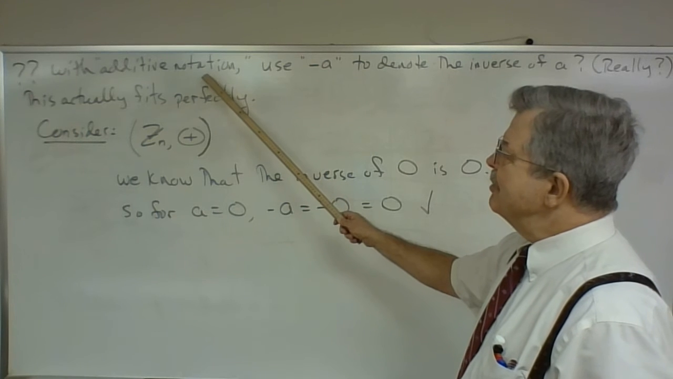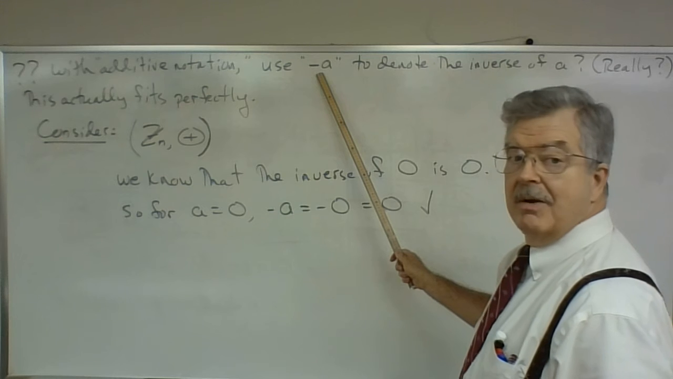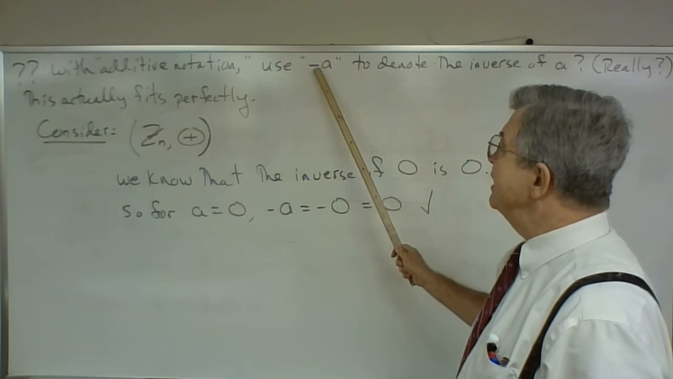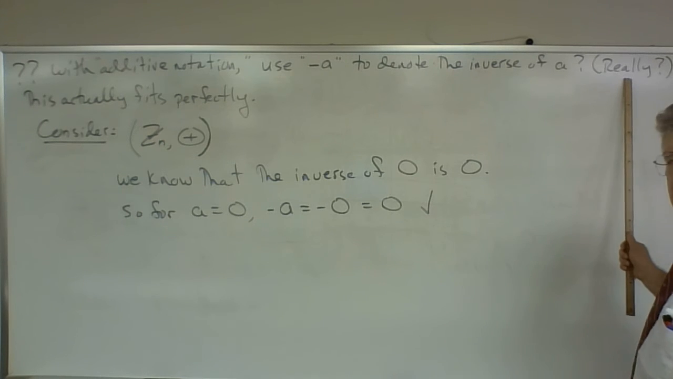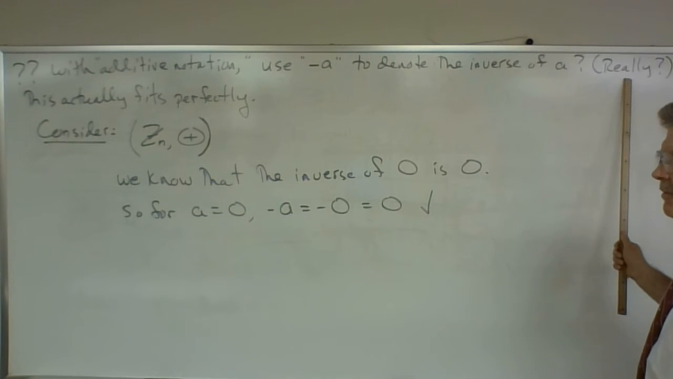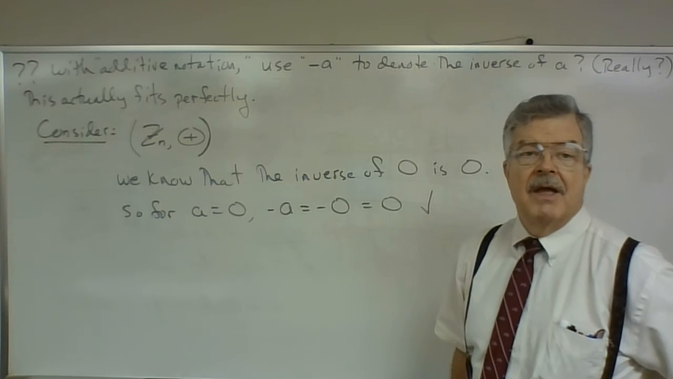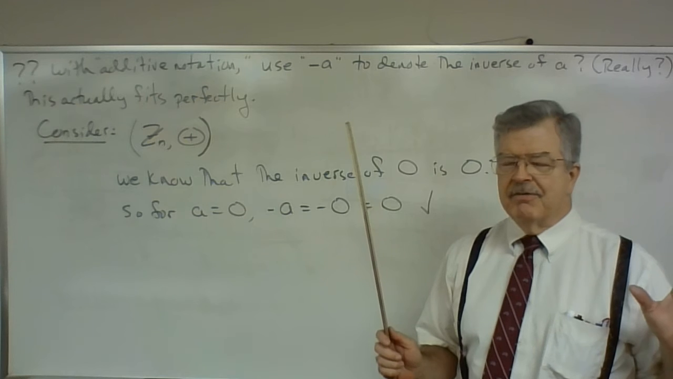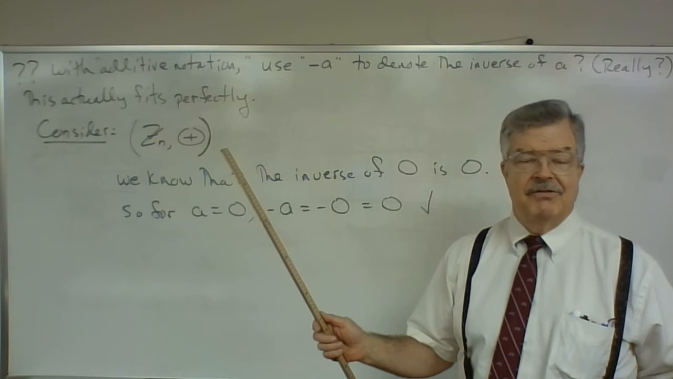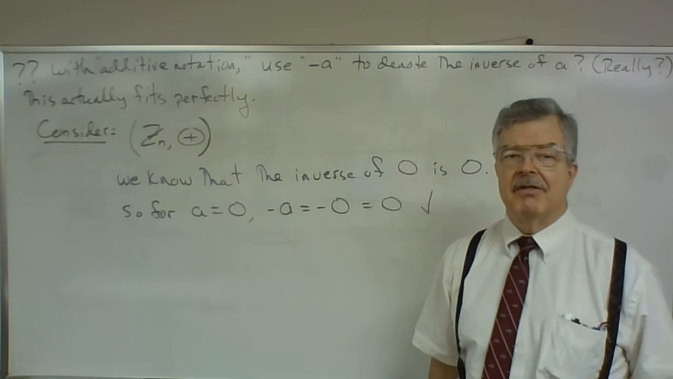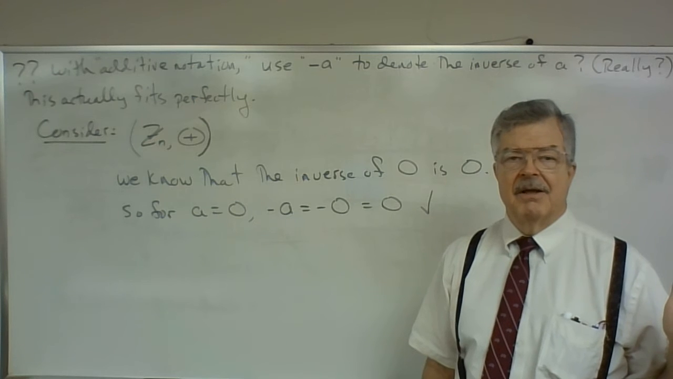If we're a bit skeptical, we're using additive notation. And the proposal is to use negative A to denote the inverse of A. And I say rather skeptically, oh yeah, really? But it fits perfectly, it really does. For example, in the group of real numbers under addition, we use negative A as the inverse of a real number A all the time. So it's consistent with real number arithmetic.